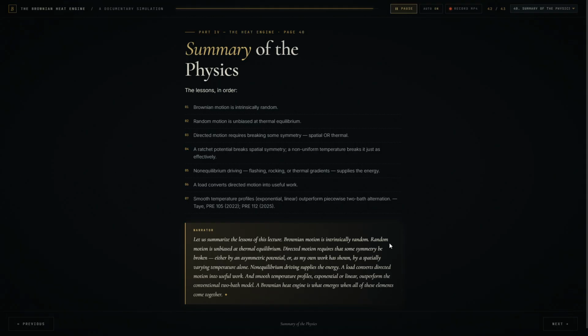Let us summarize the lessons of this lecture. Brownian motion is intrinsically random. Random motion is unbiased at thermal equilibrium. Directed motion requires that some symmetry be broken, either by an asymmetric potential or, as my own work has shown, by a spatially varying temperature alone.